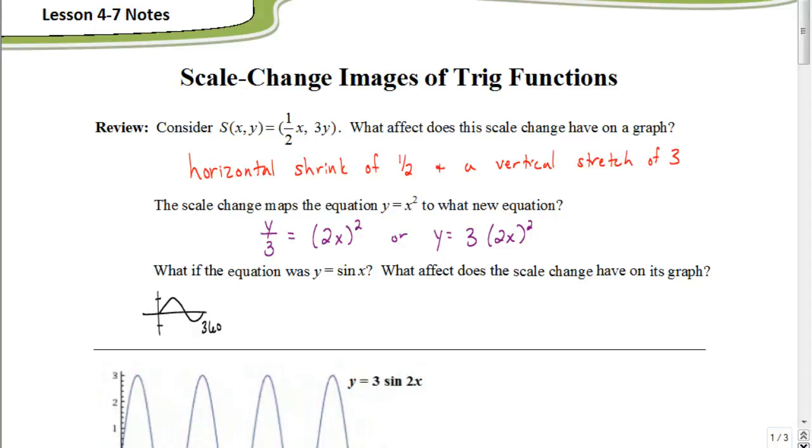Now how is this going to affect our equation? Well, it's going to affect it the same way as it did for our parabola. We're going to replace y with y divided by 3.